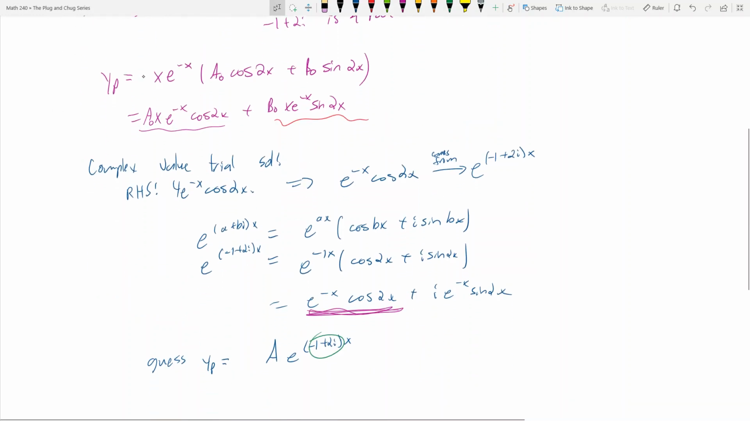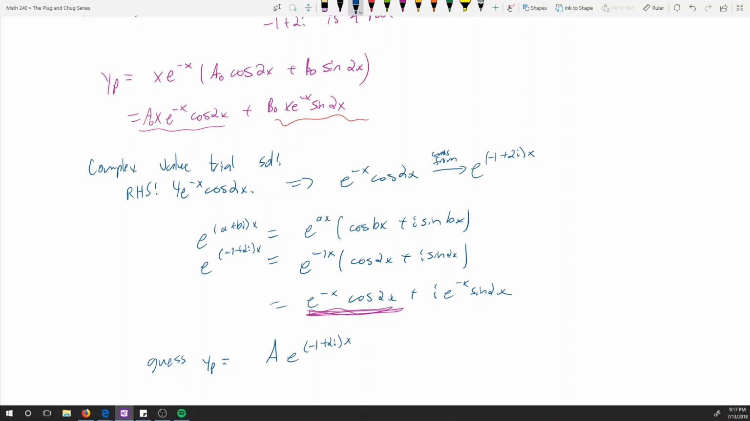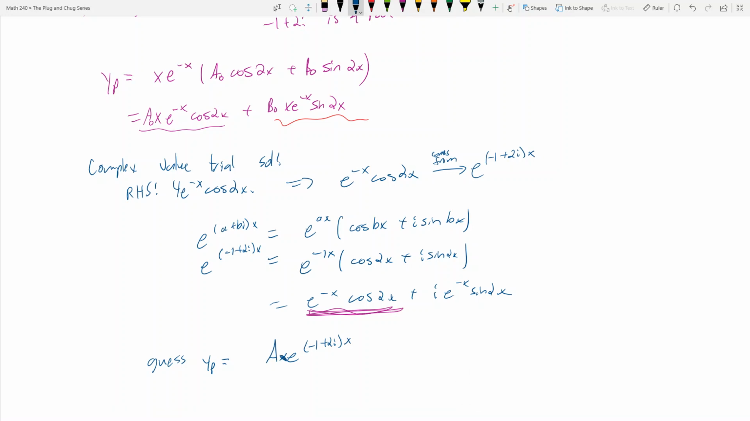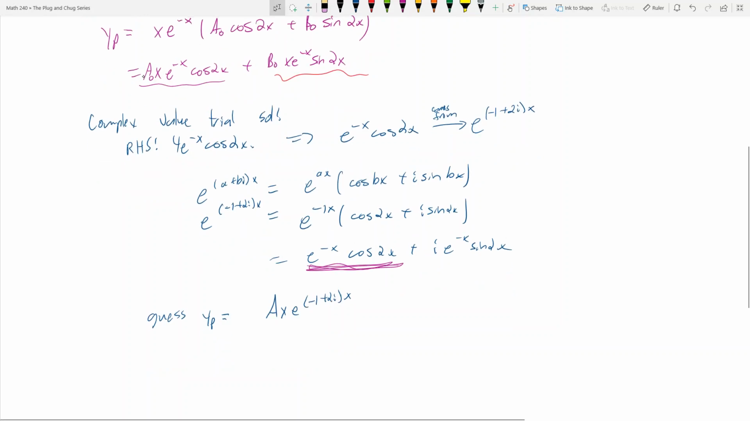So what do we do? Well, we do the exact same thing we did previously when there's a root there: we add an x, right? So now this is a x e to the negative 1 plus 2i x. And the x is very important, because if you don't have the x, then you're in the homogeneous solution, right? A times e to the negative 1 plus 2i x is simply a homogeneous solution, and so you need the x to make sure that it's not homogeneous.